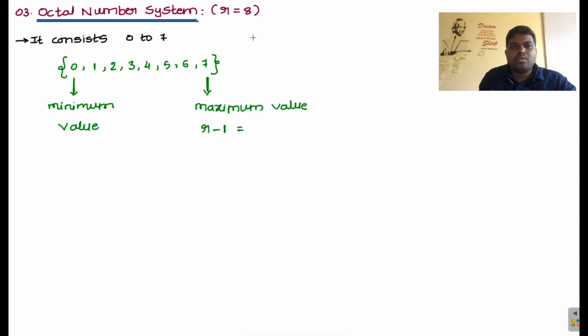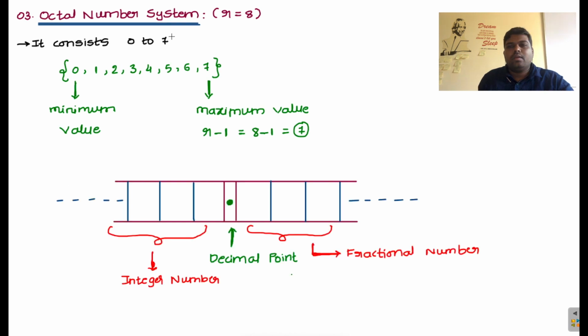Here r equals what? 8, right? 8 minus 1 equals 7. This is the octal number system. Base r equals 8, otherwise radix r equals 8. So these are the possible digits, 0 to 7, a total of 8 digits. This is your decimal point, this is the integer part and this is the fractional part.